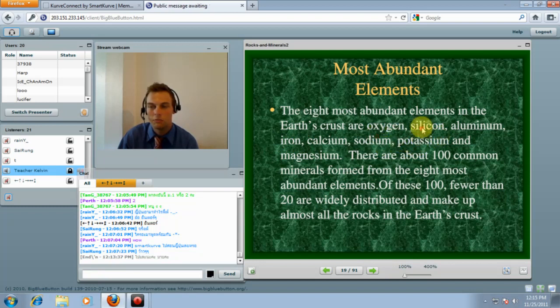But hopefully you'll be able to write these in the short notation, because it takes a long time to write all this stuff. You can write it, say, O, Si, Al, Fe, Ca, whatever.